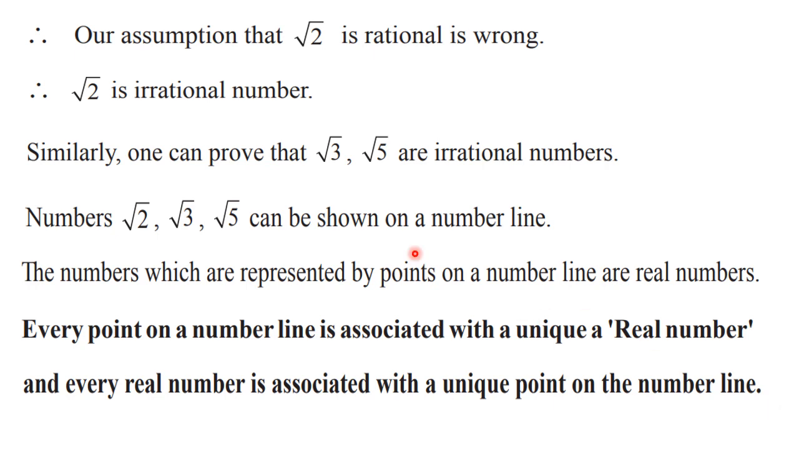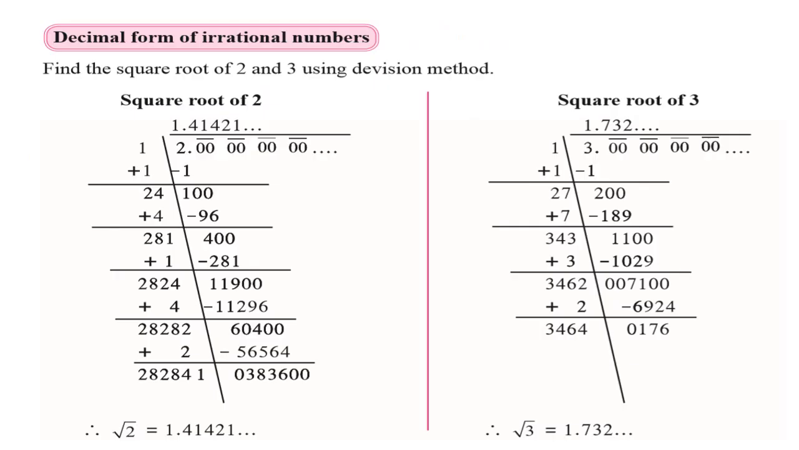Here we have studied only root 2. Now let us think about the addition of a rational number and an irrational number, whether the result is rational or irrational. Similarly, we will see for multiplication and division. So let's go further. Now about irrational numbers, one more important piece of information is the decimal form of irrational numbers.